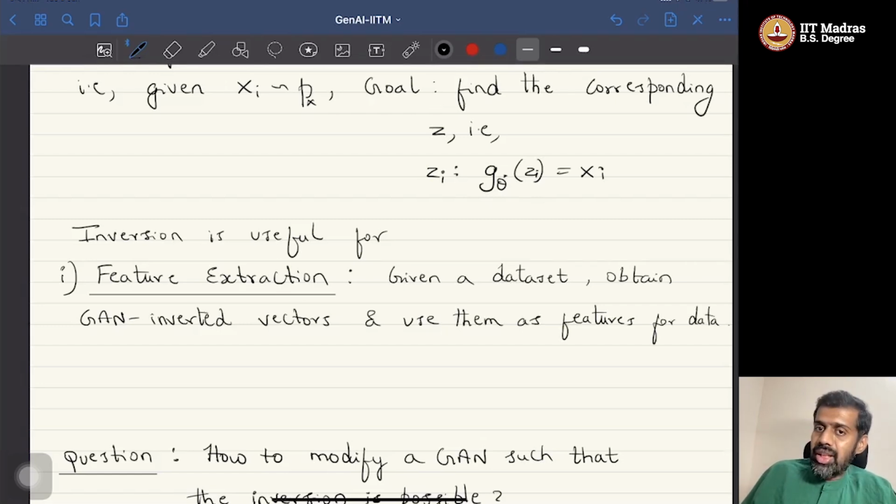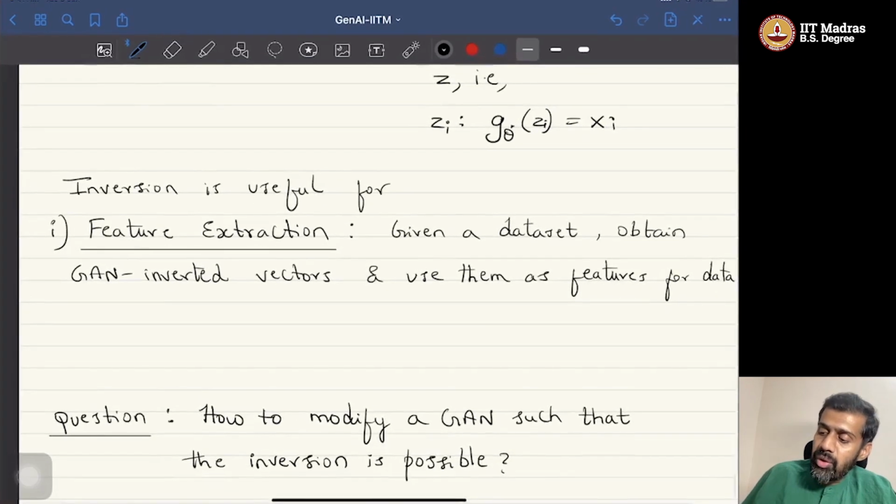So we also know that the dimensionality of Z would be typically much lesser compared to that of the data, which means that if we invert, then we will be getting a lower dimensional feature representation of the data. And that can be used for classification, or for any other downstream task involving the data distribution. So that is one reason why we would want to invert the GAN. The second possible use case for inversion is data manipulation or editing.